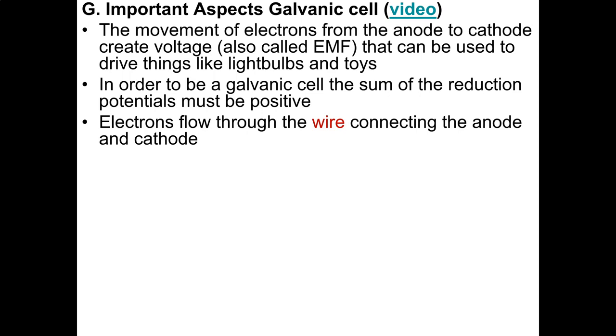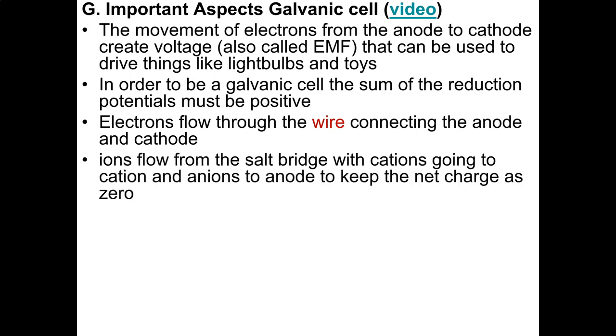What if you don't have a wire? Your battery is dead. You need the bloody wire. Ions flow from the salt bridge with cations going to the cathode. Cations go to the cathode. I'm not really correct. It should be going to the cathode. And anions going to the anode to keep the net charge at 0.